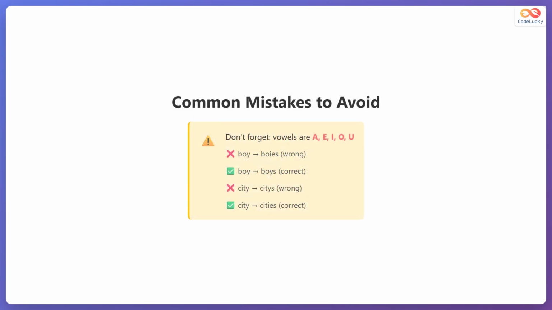Here are common mistakes to avoid. Remember that the vowels are A, E, I, O, and U, so you don't write boy as boies. The correct plural is boys. Don't write city as citys. The correct plural is cities. Always remember to check the letter before Y. This will help you avoid these mistakes and use the correct plural form.